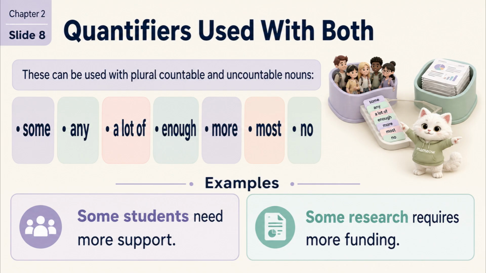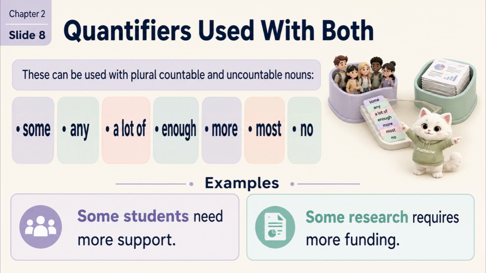Several quantifiers can be used with both plural countable nouns and uncountable nouns. These include some, any, a lot of, enough, more, most, and no. For example, we can say some students and some research. We can also say enough jobs and enough evidence, or more vehicles and more traffic.